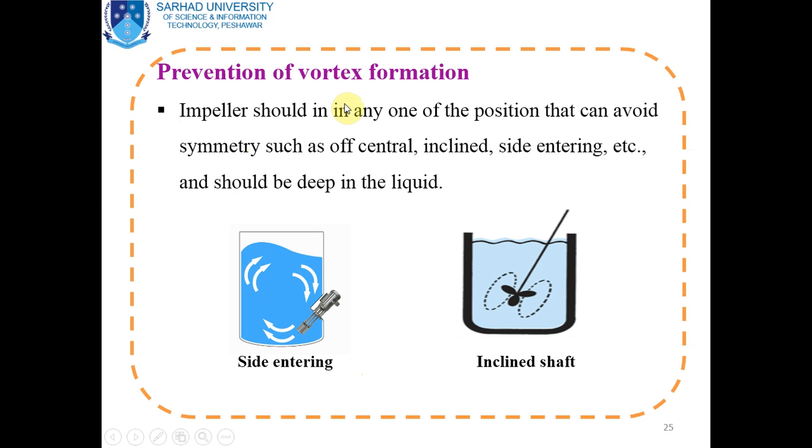Now, how can we prevent the vortex formation? The vortex formation can be prevented by placing the impeller in any one of the positions that avoids symmetry, such as off-center. Rather than at the central position, the impeller is placed at another position, or we use an inclined shaft like this one, or side entering like this one, to avoid the vortex formation. We will place the impeller at any other position to avoid the vortex formation.